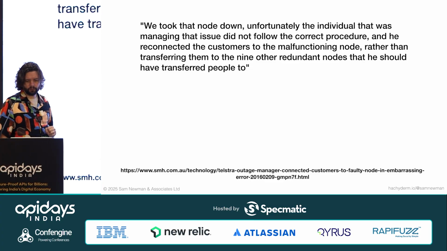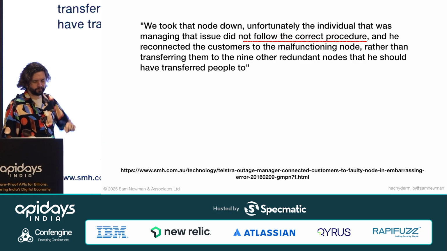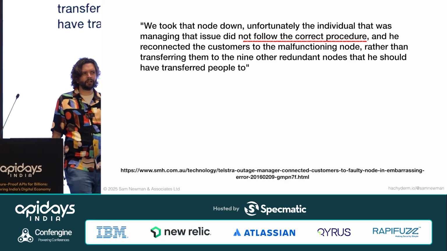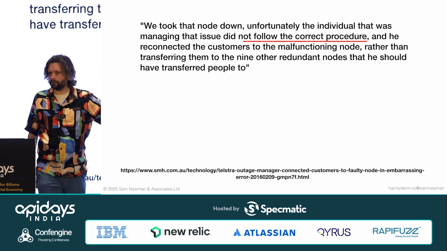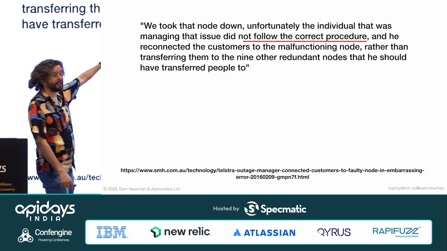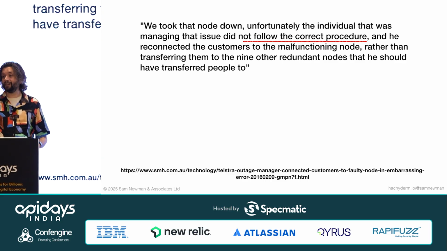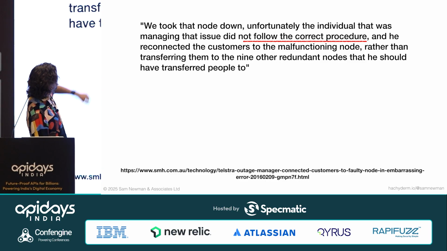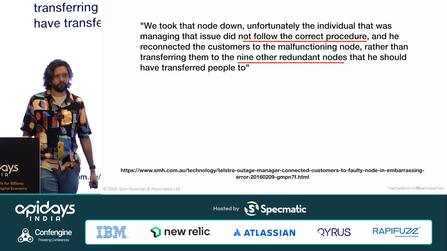Unfortunately, the individual that was managing the issue did not follow the correct procedures. That's my emphasis. And so we've already gendered the person, so already we can start thinking about who that might be. So it's not the women that did it, it is the men. It's normally the men anyway. But we now know, because we've been told by the COO, it's a man. He reconnected the customers to the malfunctioning node, what an idiot, rather than transferring them to the 9 other redundant nodes that he should have transferred them to.